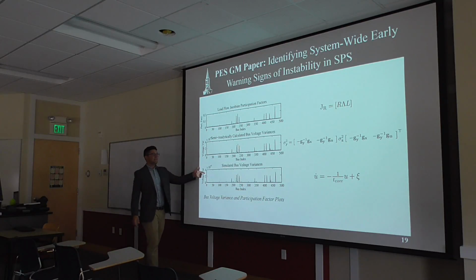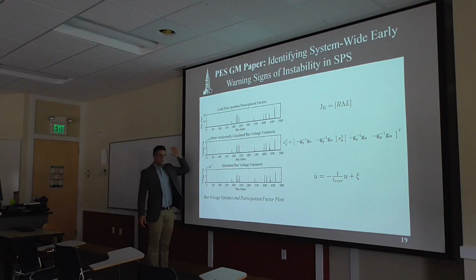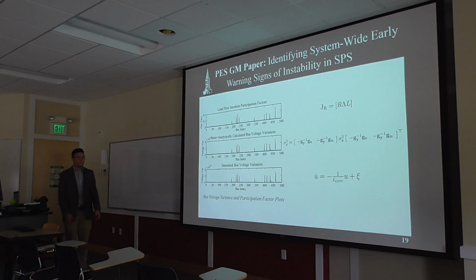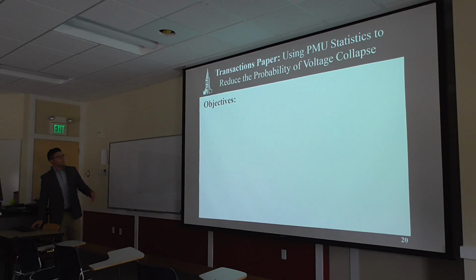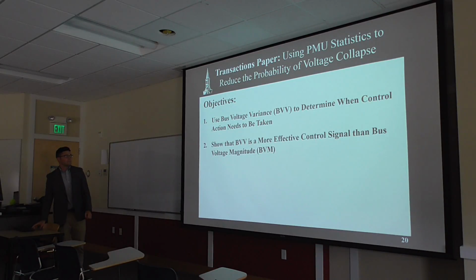So these are our time domain simulations. This is what fell out of the linear algebra, and this is an analytical method that other people from our research group have developed, which I'll review in several moments. And so right now we've moved on to writing another transactions paper entitled Using PMU Statistics to Reduce the Probability of Voltage Collapse. And I'll overview the objectives of this paper.